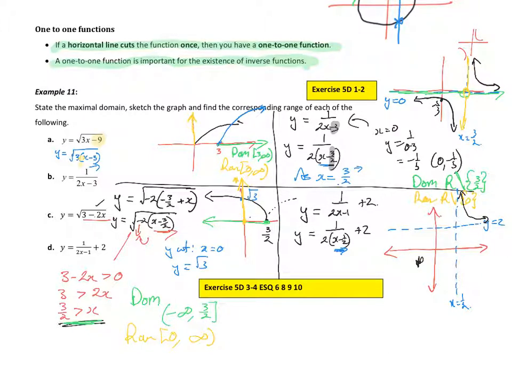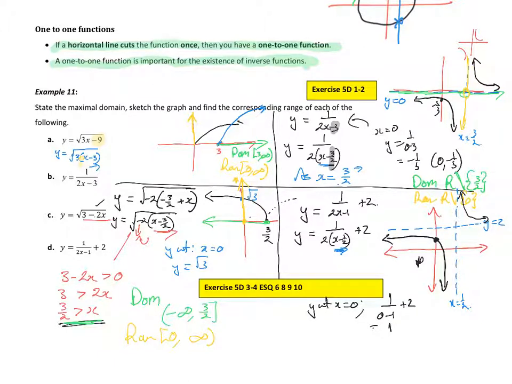So I need to find an intercept before I know exactly where it crosses. So let's find the y-intercept. If I put x equal to 0, what do I get? I get 1 over 0 minus 1, plus 2, which equals negative 1 plus 2, which is 1. So it goes through the point 0, 1. So I know my graph goes like this now.